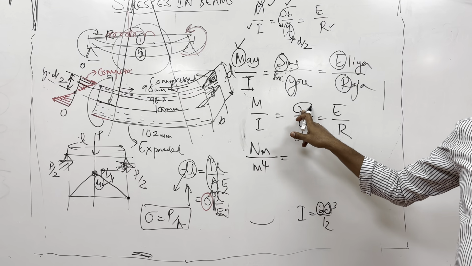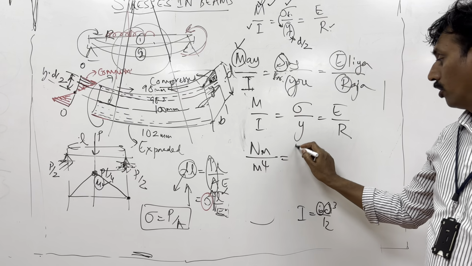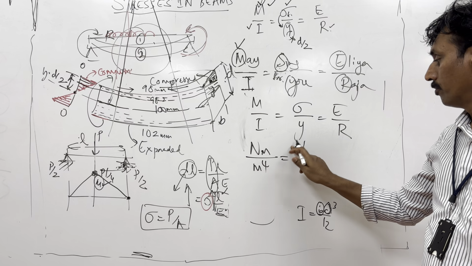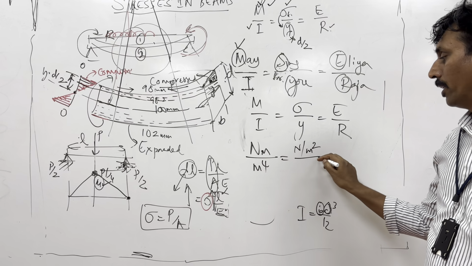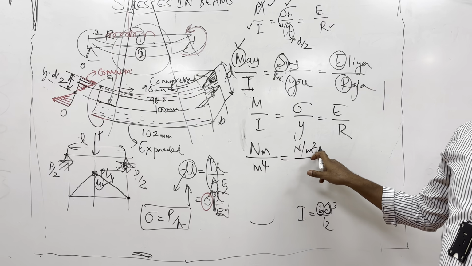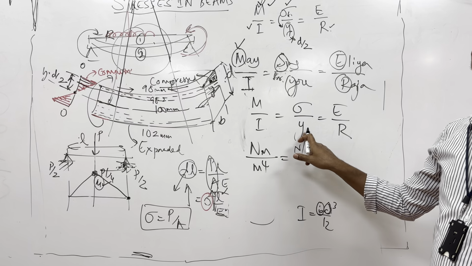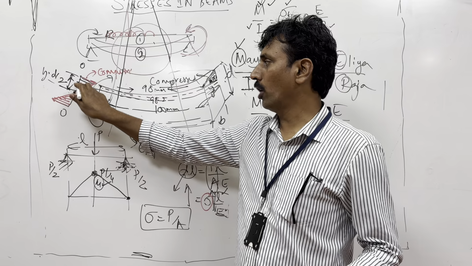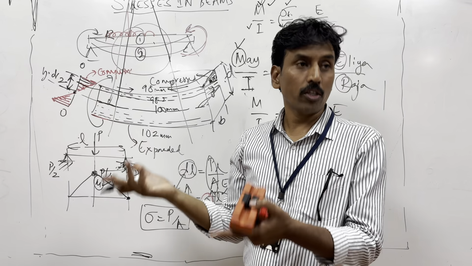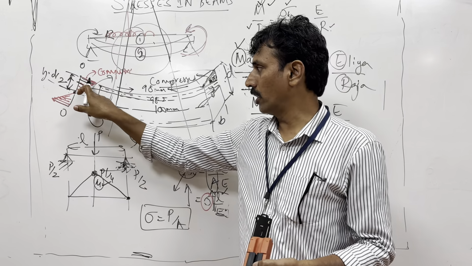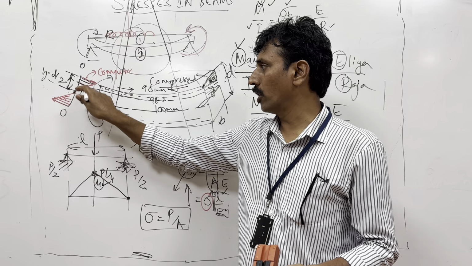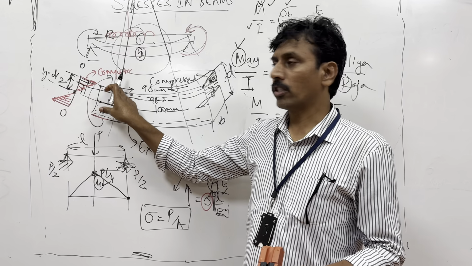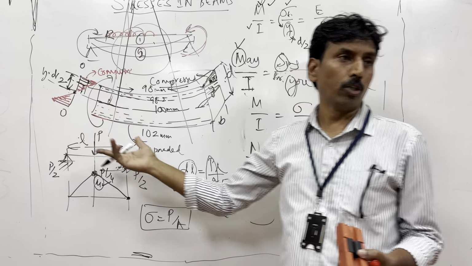What is stress? Load by area. So Newton per meter square, load divided by area. And what is Y? Y is any distance from the neutral fiber for which you want the stress. If you want the stress at this point, you should substitute Y as equal to this. If you want the stress at the extreme fiber, you should substitute it as D by 2.